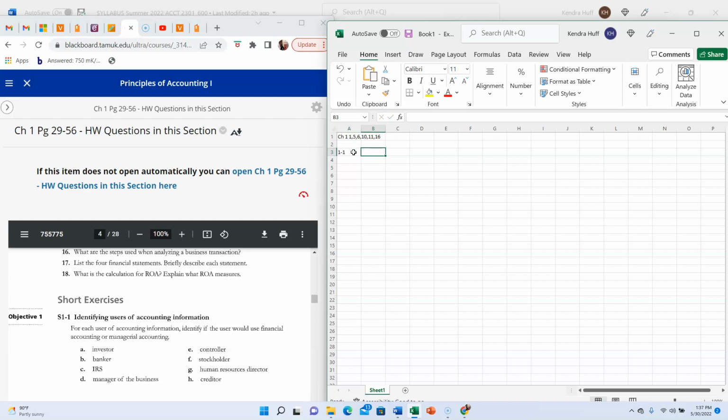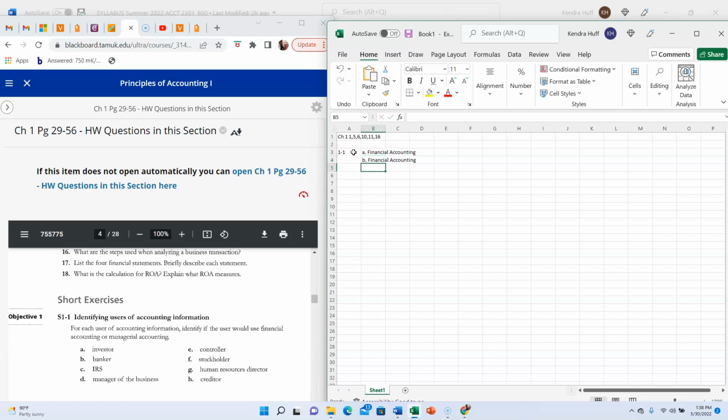All right, for each of the users of accounting information, identify if the user would use financial accounting or managerial accounting. All right, so the first one is an investor. They would probably use financial accounting. Financial accounting is typically used by people outside of the business. Managerial is more for people that are inside the business. All right, a banker would probably also use financial accounting.